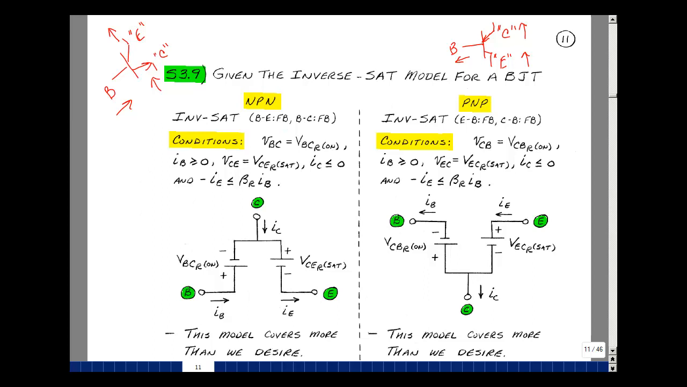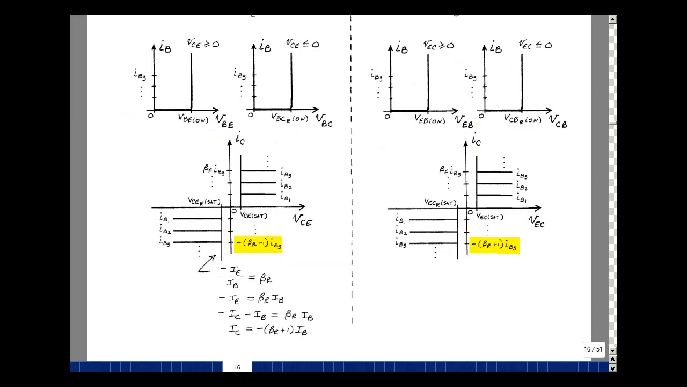Let's go back to Chapter 3 on page 16 and look at these curves again. I'll be operating somewhere along here and operating along this line over here. What's true about our transistor under these conditions? Well, we have a voltage across the base collector that's a fixed value of V sub BCR on. The base current is greater than or equal to 0. The collector emitter voltage is now a constant V sub CER sat. The collector current is less than or equal to 0.